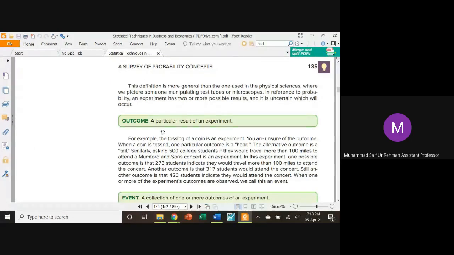Similarly, if you see this outcome, what we mean by outcome is a particular result of an experiment, whatever you are going to get after experimenting something. The result is called an outcome. So a particular result, let's say in case of coin tossing, there is a tail as a result. So you will say that this is an outcome. If there is a head, you will say this is an outcome.